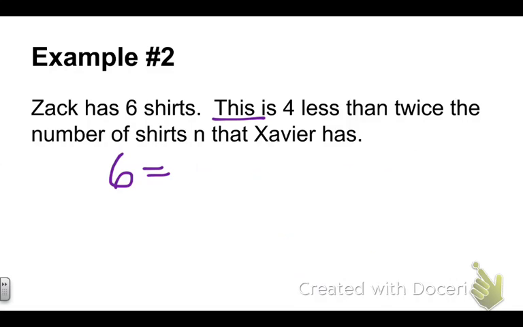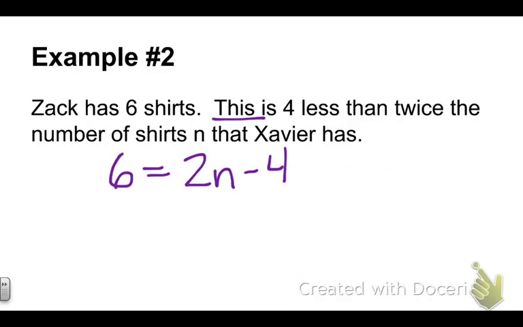Now we've got 4 less than. This is the tricky part. Yes, less than means subtraction, but it's not 4 minus. It's 4 less than twice the number of shirts n. Well, there's twice the number of shirts, and there's 4 less than. That's your equation, not 4 minus 2n. That is a tricky one.